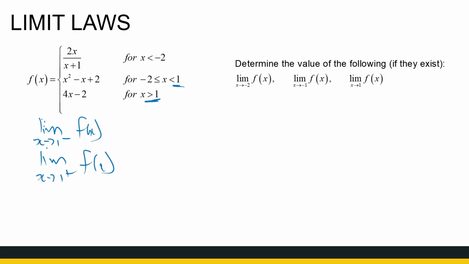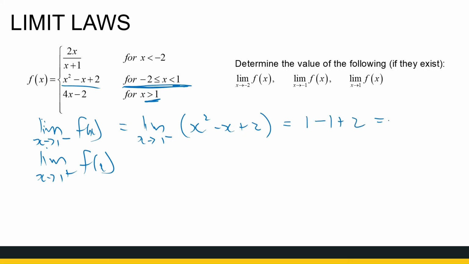Now, if we had the sketch, we could visually see what happens, but we're now trying to look at it algebraically. So if I look at from the left, we're falling into this interval, values of x less than 1. So I'm going to look at the limit as x approaches 1 from the negative side of this function, x squared minus x plus 2. That's a polynomial, so we can simply substitute 1 in. So it's 1 minus 1 plus 2 gives me the value 2.